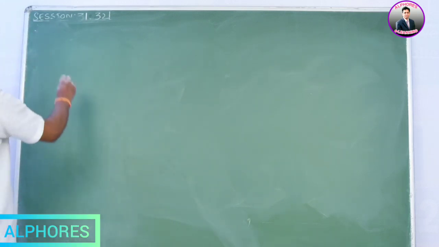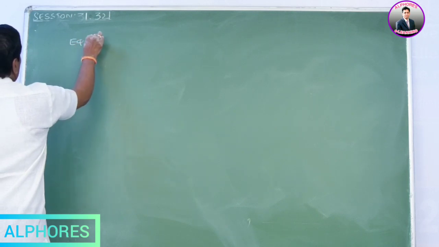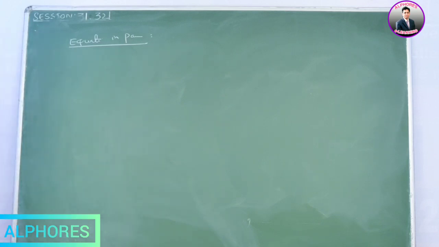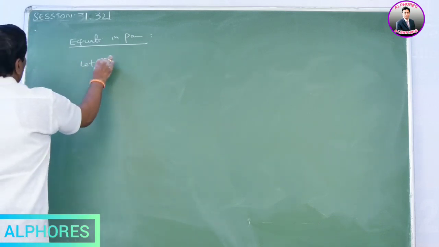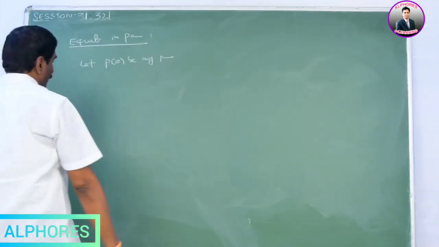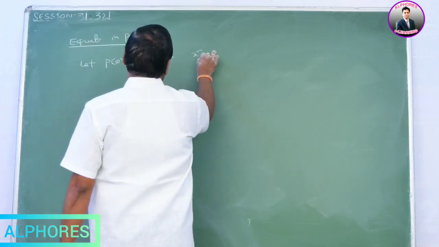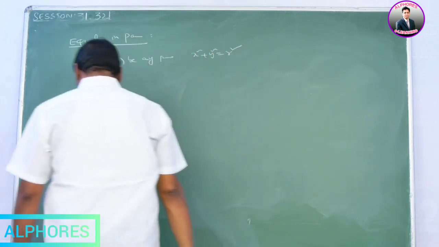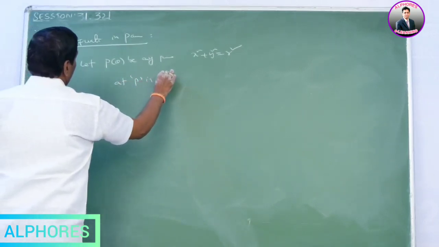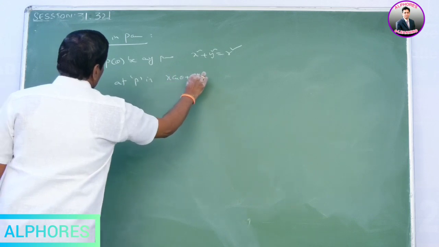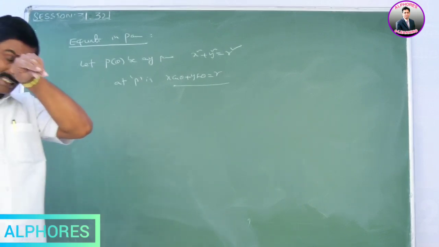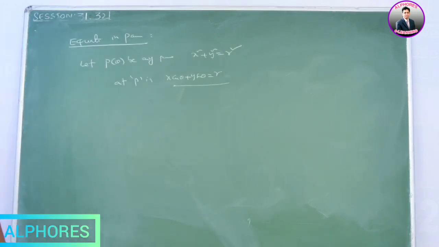Next, equation of the tangent in parametric form. Let P of theta be any point on the circle x square plus y square is equal to r square. Then the equation of the tangent at P is x cos theta plus y sin theta is equal to r.